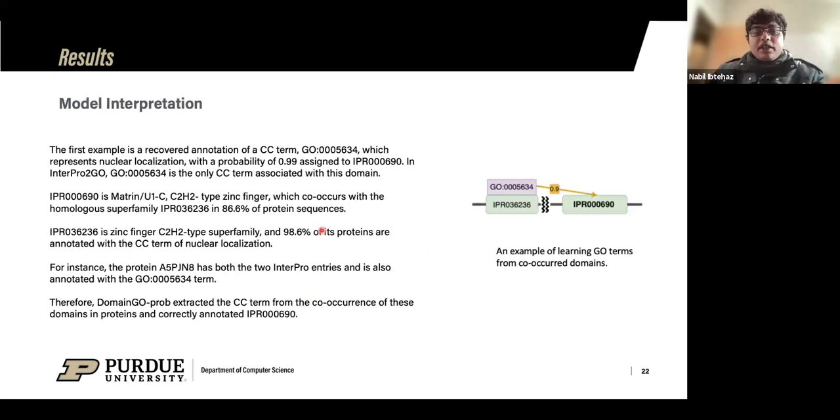Next, we also try to interpret our model's learning. For example, we have this particular domain, IPR 690, which is a Matrin-type zinc finger domain, and it always co-occurs with another domain, the IPR 36236, which is a general zinc finger superfamily. And this domain is always associated with this GO term. So we are also able to infer this GO term from here with 90% probability.